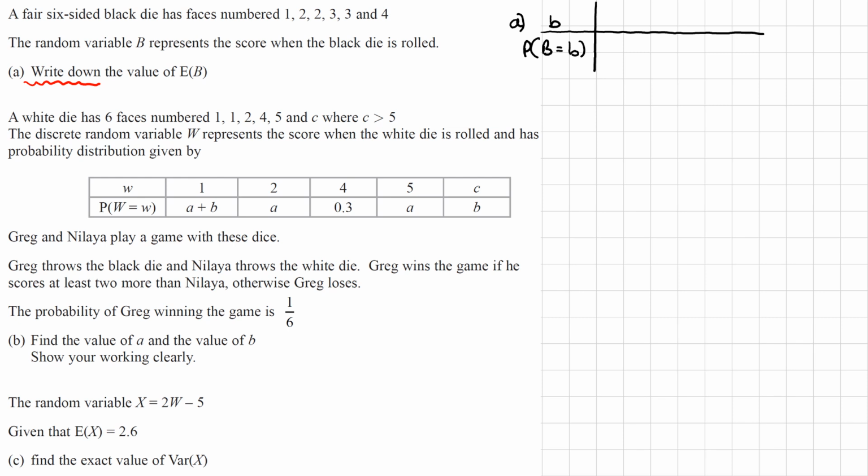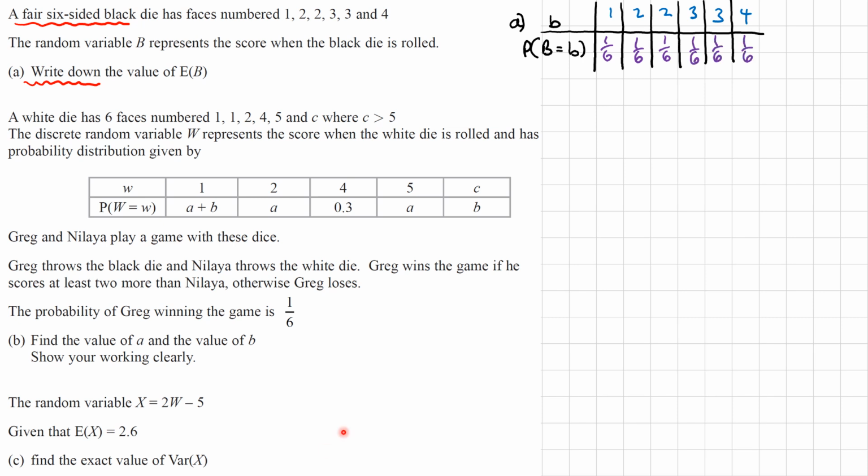So our outcomes are 1, 2, 2, 3, 3 and 4. And the probability of each one of those is 1/6. They're all going to be 1/6 because the question says that this is a fair six-sided die. So we'll put 1/6 in the bottom of the table. I don't need to calculate E of B.